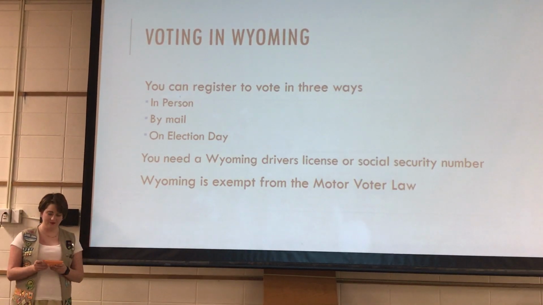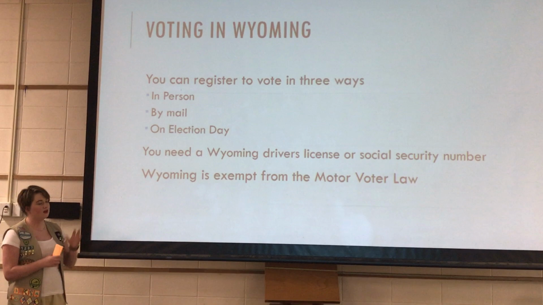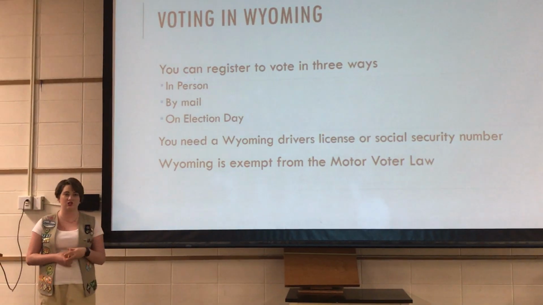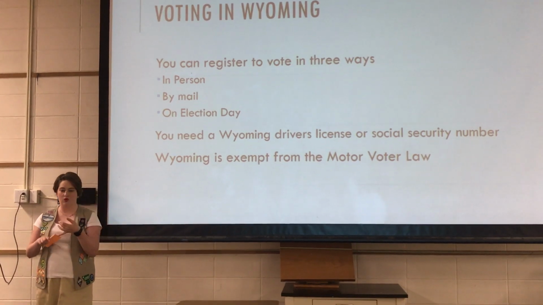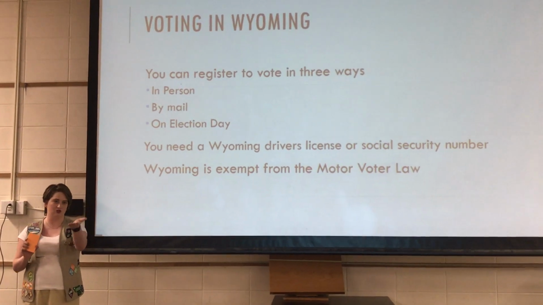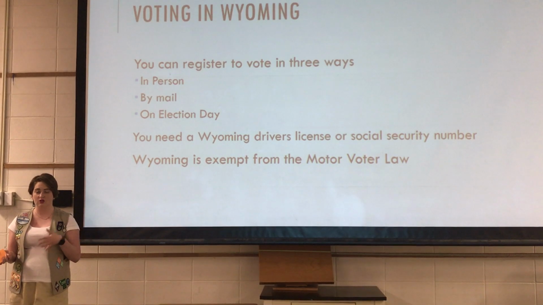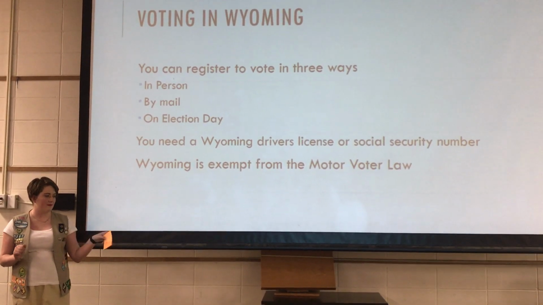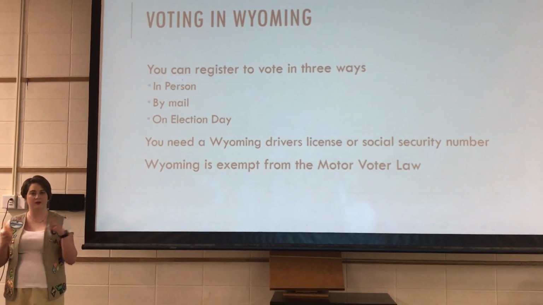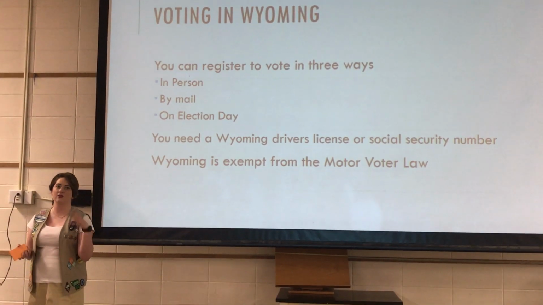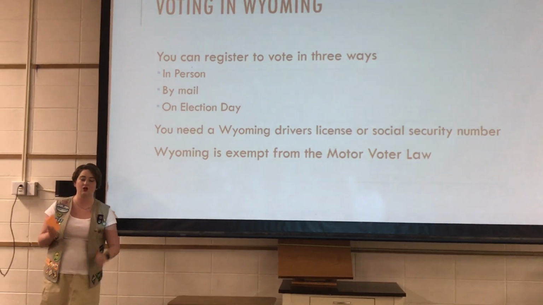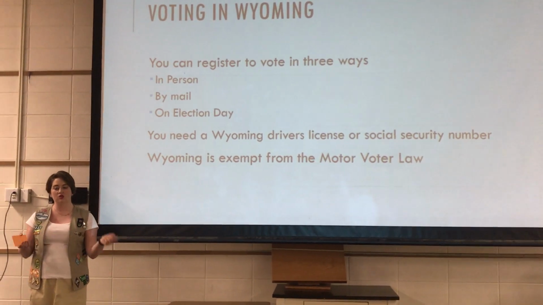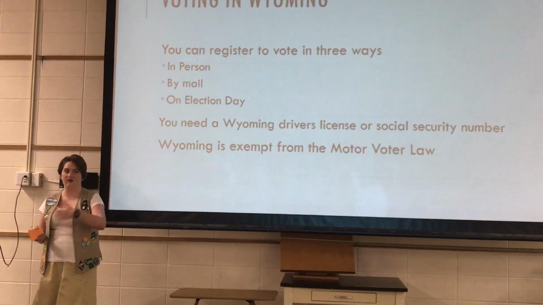So, to vote in Wyoming, it's pretty simple to register to vote. There are 3 different ways. You can register in person at the courthouse. You can go to a registration table that the county clerk provides, like we had here today, or you can register by mail. So there's a form online that you print out, you fill it out, you send it into the courthouse, and that's how you get registered. Or Wyoming has something called same-day registration, so you can go to your polling place and register to vote there, and then go vote.